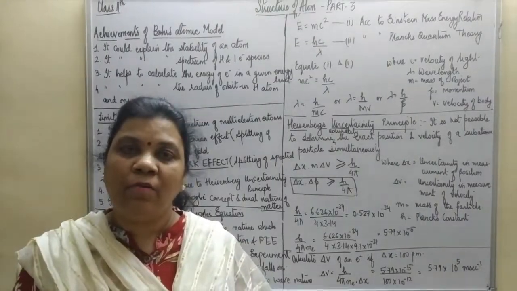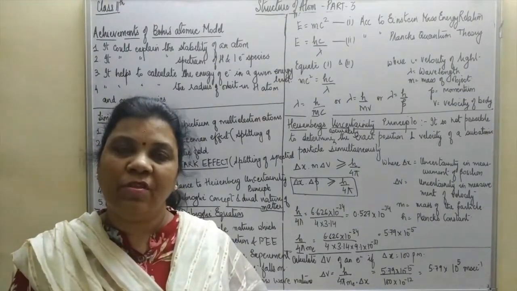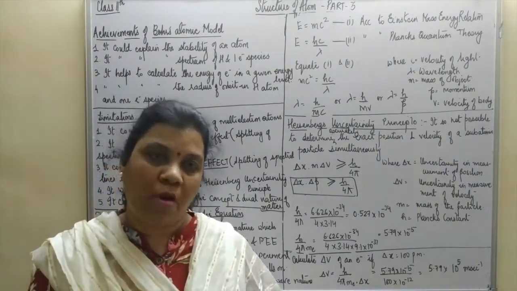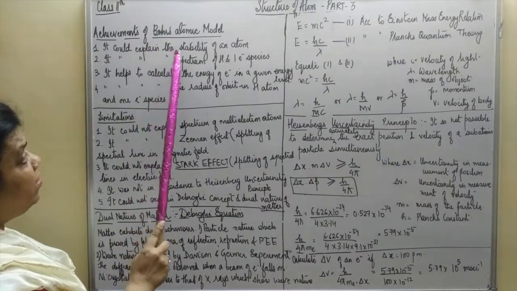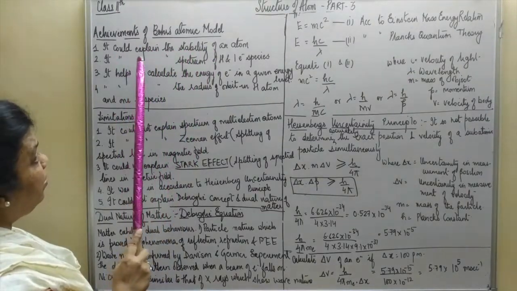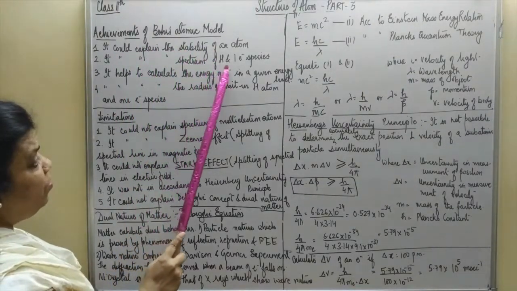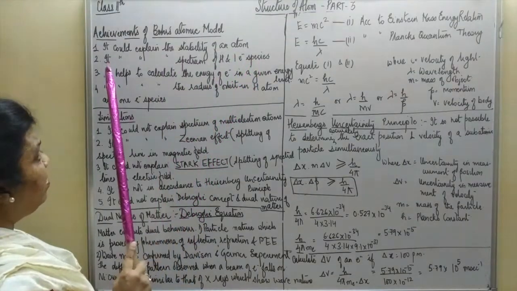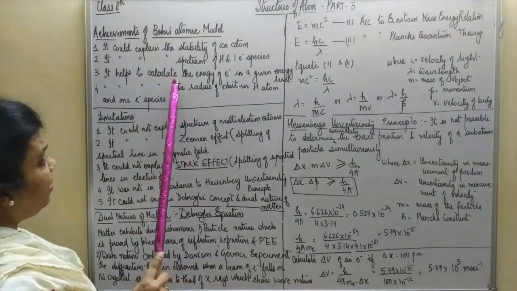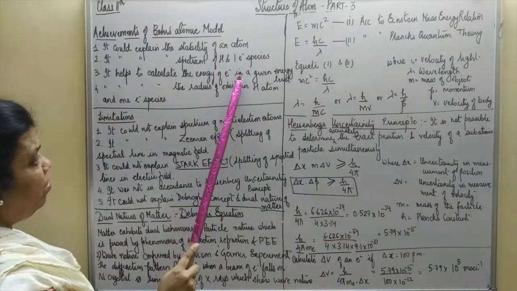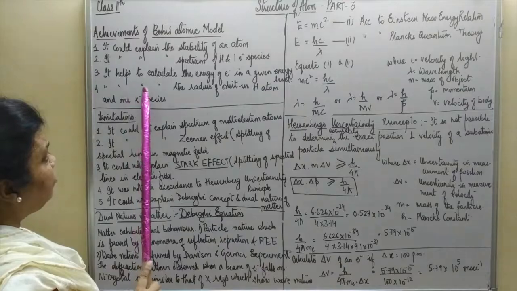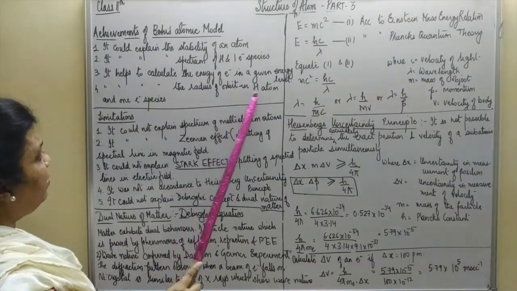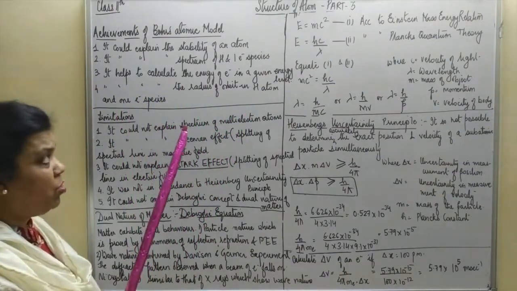Let's now talk about the achievements and the limitations, or drawbacks, of Bohr's atomic model. Achievement number one, it could explain the stability of an atom. Number two, it could explain the spectrum of hydrogen and one electron species. Number three, it helps to calculate the energy of an electron in a given orbit or given energy level. Number four, it helps to calculate the radius of an orbit in hydrogen atom and one electron species.